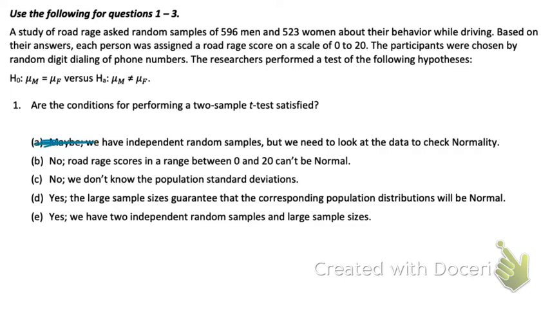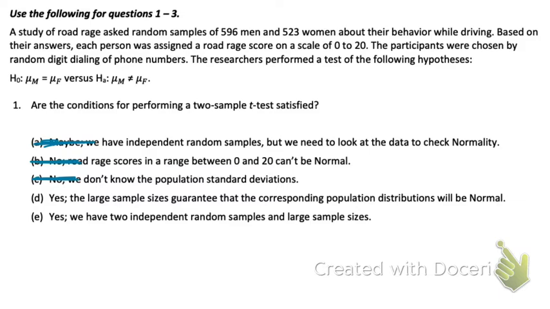We can mark off A, B, and C because we just verified that all of the conditions are met. So is it that yes, the conditions are met because the large sample sizes guarantee that the corresponding population distribution is normal? Or is it that yes, we have 2 independent random samples and large sample sizes? We don't talk about population.